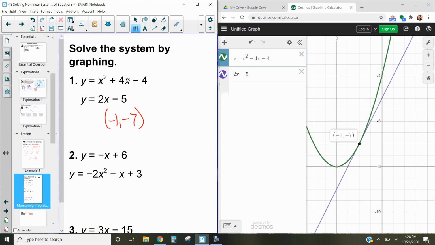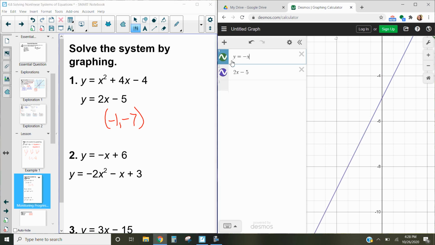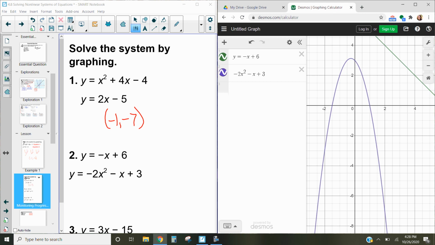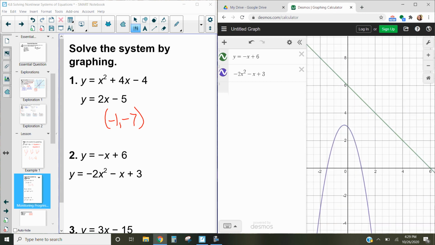That's their overlapping point. Now let's try these next 2 lines. So y equals -x plus 6 and -2x squared minus x plus 3. Okay, now let's zoom out. Oh, look, do you see how these ones never cross? Now these ones have no real solutions. Again, we can talk about other ways of how we could find those complex solutions, but for the sake of our day, we are just going to stick with the real solutions. So there are no real solutions to this one.